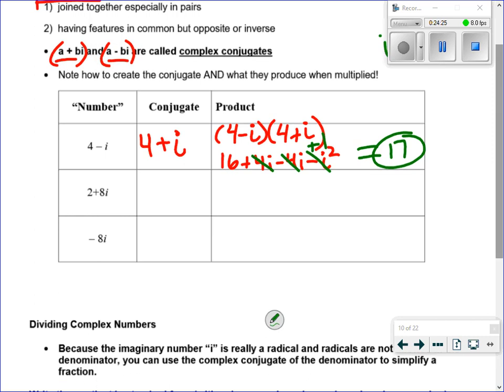So let's figure out what the conjugates are, and then you can multiply them through. If I have 2 plus 8i, what's that conjugate? Okay, 2 minus 8i. What if we just have negative 8i? What's that conjugate? Yeah, positive 8i. Think about this number that's secretly here, your real number. That's secretly there, 0. So like 0 plus 8i, so just a positive 8i. So take a couple minutes. You can try multiplying those two on your own.